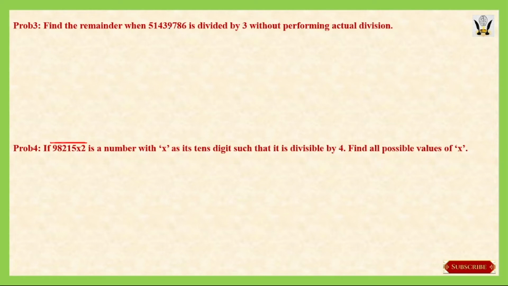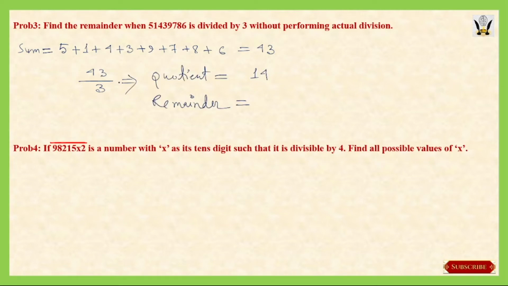If it is not completely divisible, that means there will be a remainder. We have to find the remainder, but before that we have to add all the digits of this given number. So it will be 5 plus 1, and so on, giving 43. Now 43 we will divide by 3. If we divide 43 by 3, the quotient will be 14. 14 threes are 42, so the remainder will be 1. That means if we divide this number by 3, the remainder for this particular number will be 1. And this is how we find it.